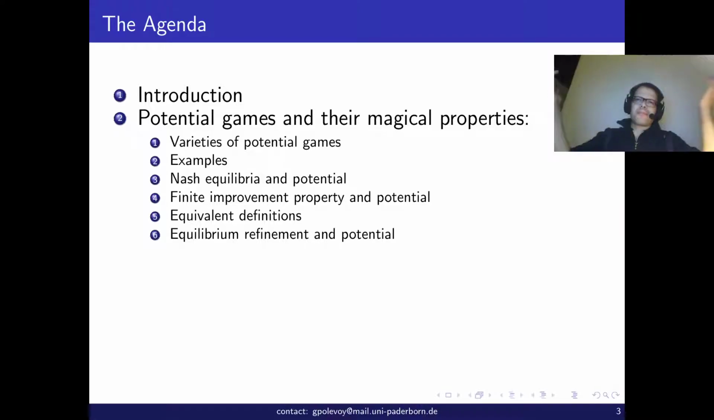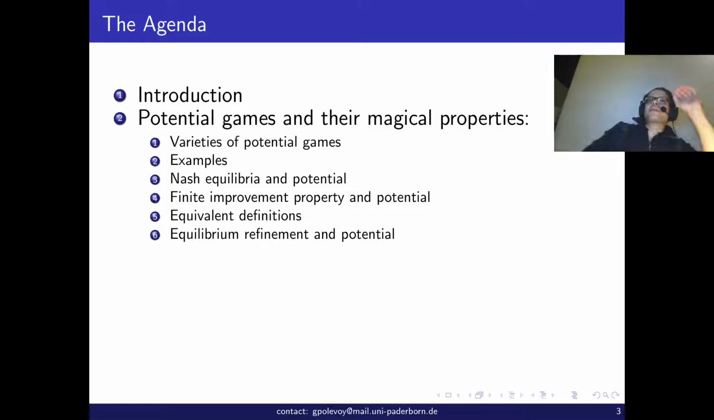We are going to exemplify those varieties, see how the idea of potential relates to Nash equilibrium, and how the idea of potential relates to the finite improvement property, so that at some point it's impossible to infinitely improve the utility of at least one player. This is the idea of finiteness, which of course is related to having a Nash equilibrium in a way.